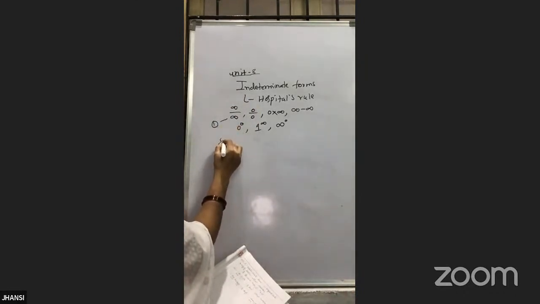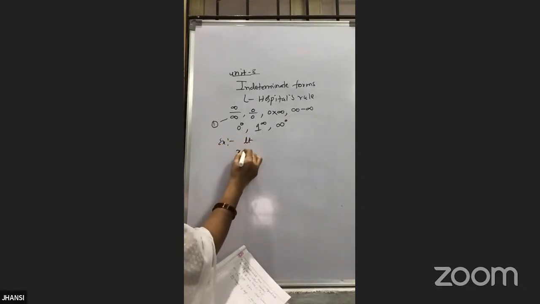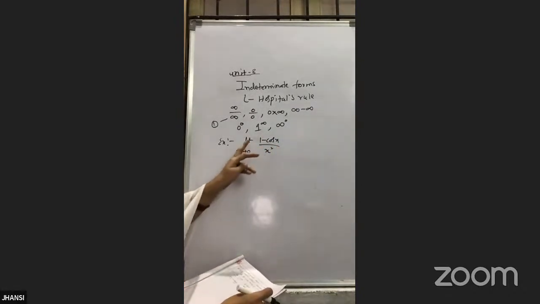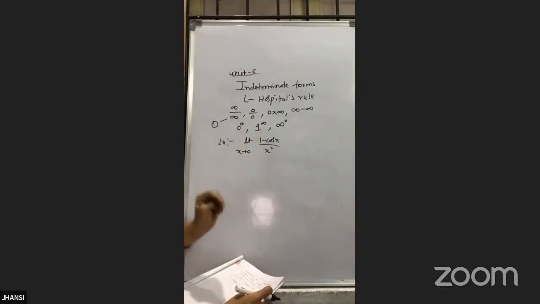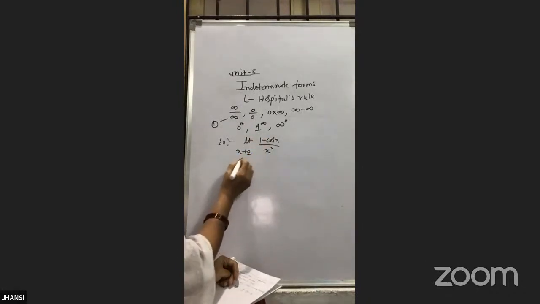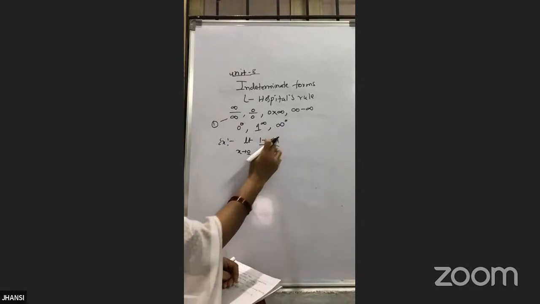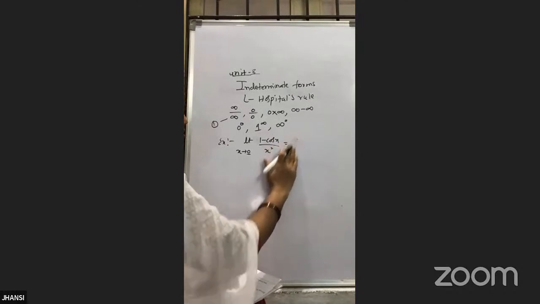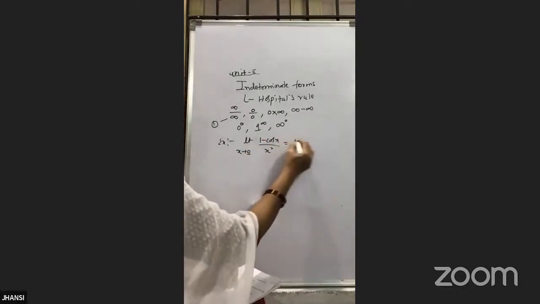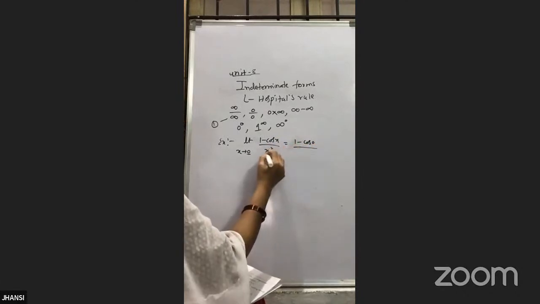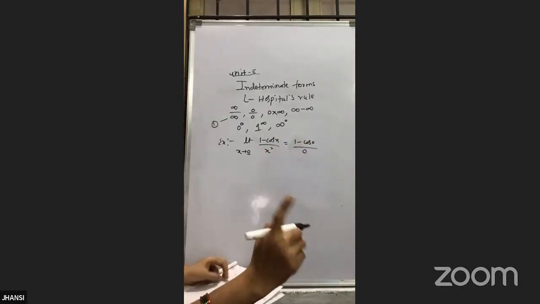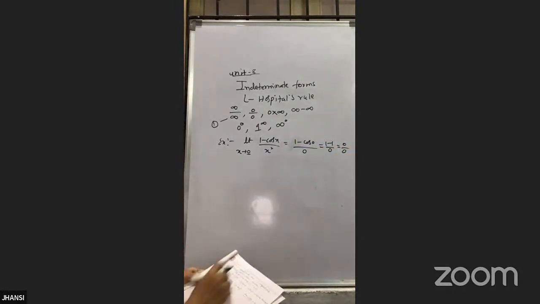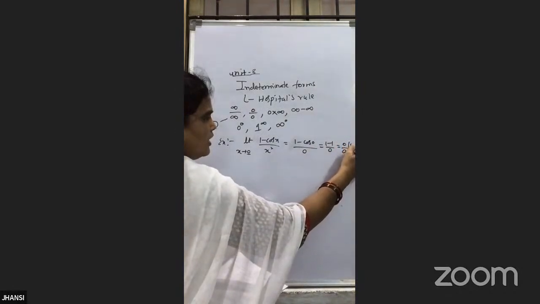One example I will give: limit x tends to 0, (1 minus cos x) by x square. First you apply the limit. What is the limit value? When you substitute 0, it is 1 minus cos 0 by 0 square, which is 0. Cos 0 value is 1, so it is 1 minus 1 by 0. It is in the form of 0 by 0, so you have got an indeterminate form.